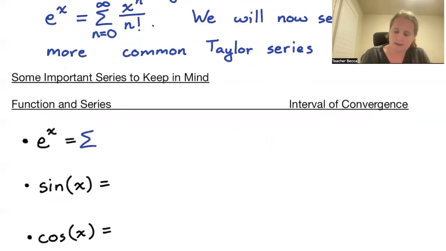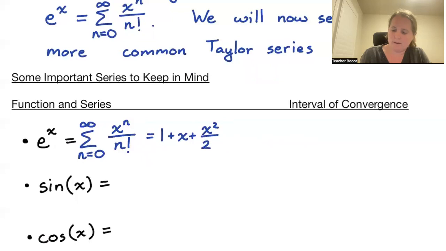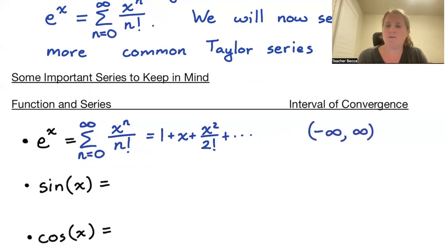E to the x, again, is the sum from n equals 0 to infinity of x to the n over n factorial. So that is just 1 plus x plus x squared over 2 factorial plus etc. And this converges on the entire real number line from negative infinity to infinity.